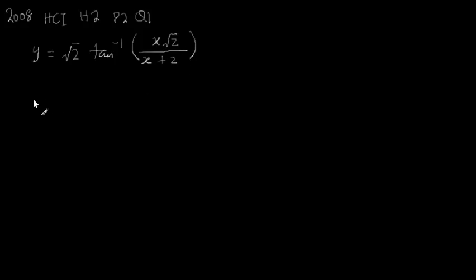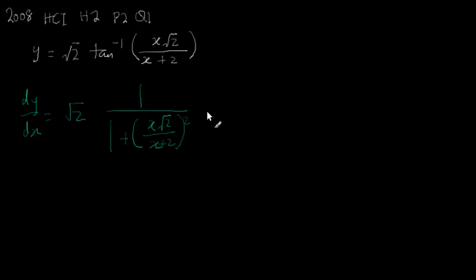So let me write this out. So dy dx, we have the root 2 factor here. I'll start with 1 over 1 plus the argument squared, which was the formula I got just now. 1 over 1 plus this thing squared, so x root 2 over x plus 2 squared. And then times the derivative of this.